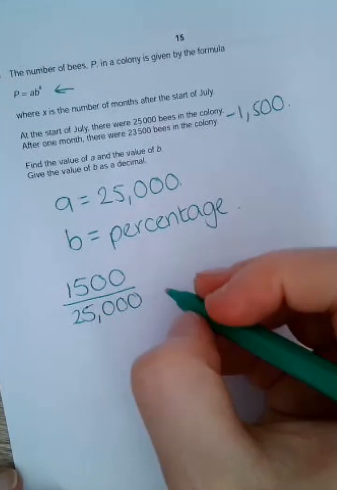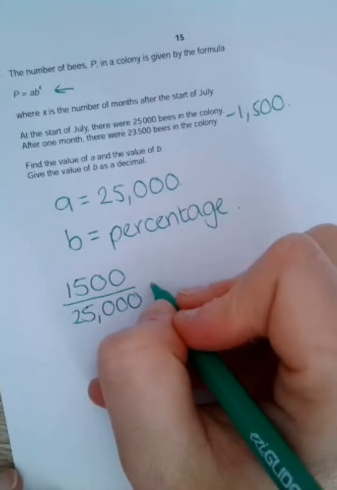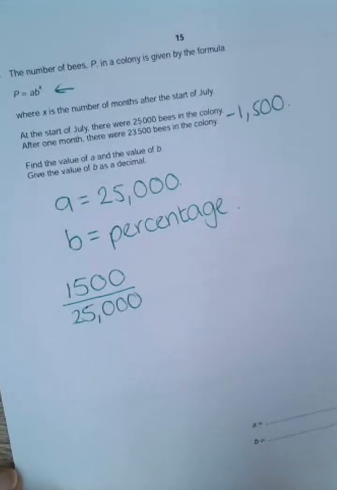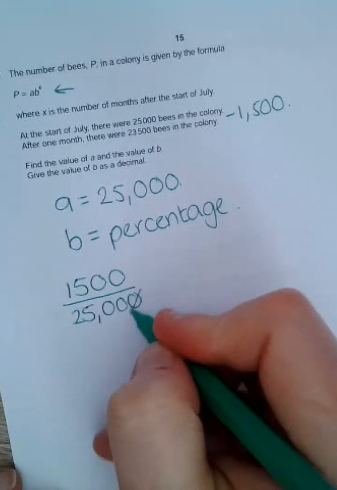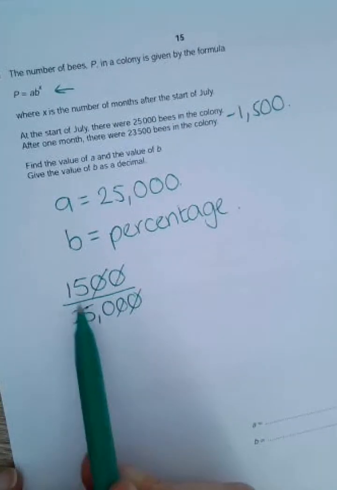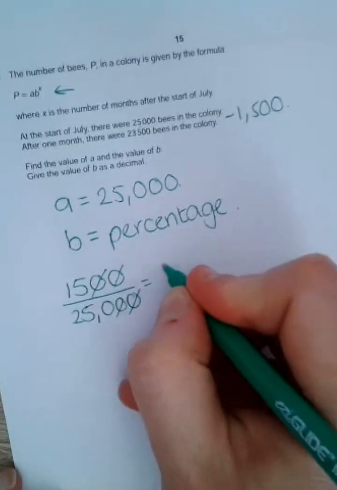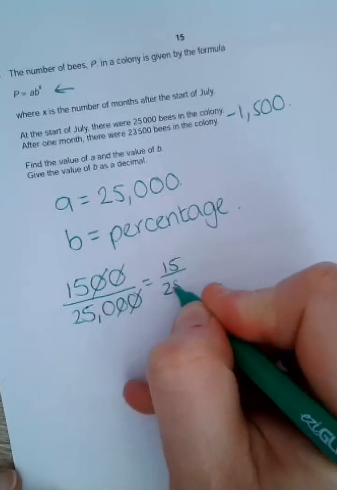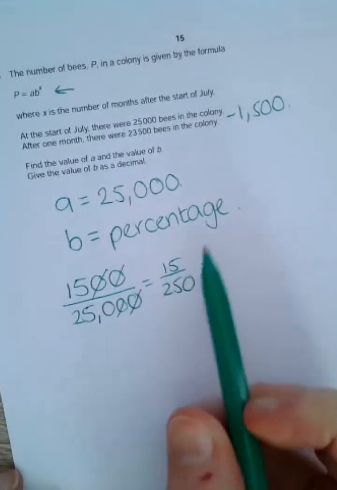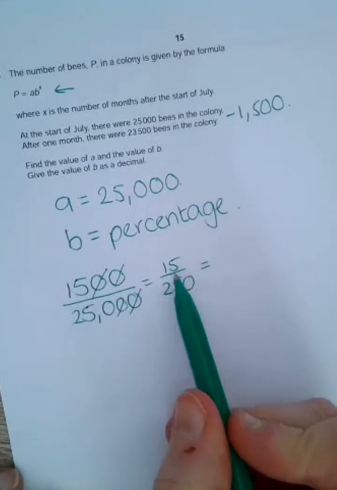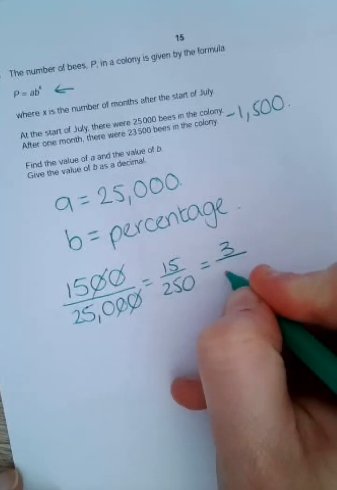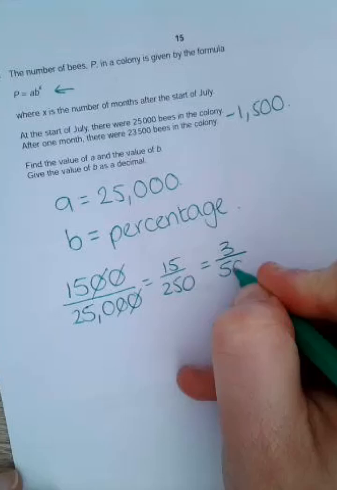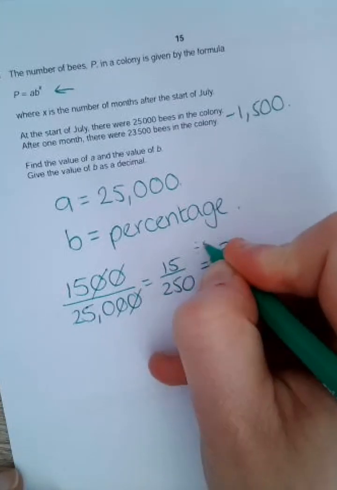Now, I'm going to simplify that fraction because, again, this is a non-calculator paper, so I haven't got a calculator to start working this out and then times it by 100. So I'm going to start by simplifying it down to 15 over 250. And then I can see that 5 is a factor of both of these. So 15 divided by 5 is 3. 250 divided by 5 is 50. Dividing by 5 here.